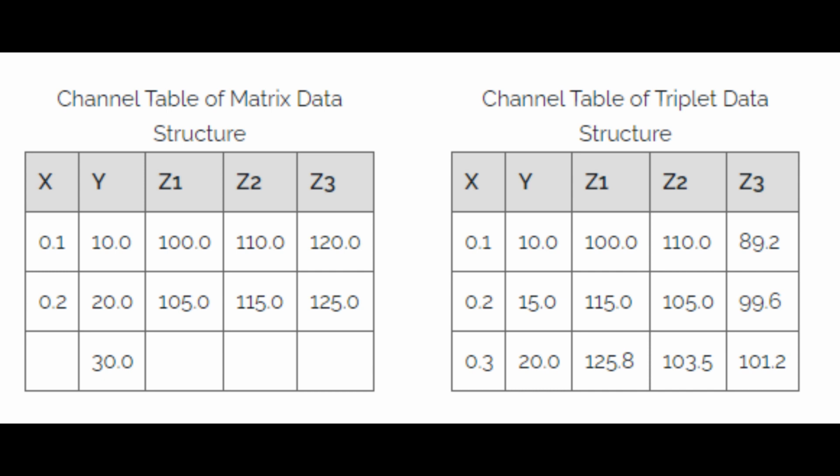A matrix consists of one numeric X channel, one numeric Y channel, and multiple numeric Z channels. One Z channel for each value in the Y channel, and the number of values in each Z channel corresponds to the length of the X channel. A triplet consists of three data channels of the same number of samples, one each X channel, Y channel, and Z channel.